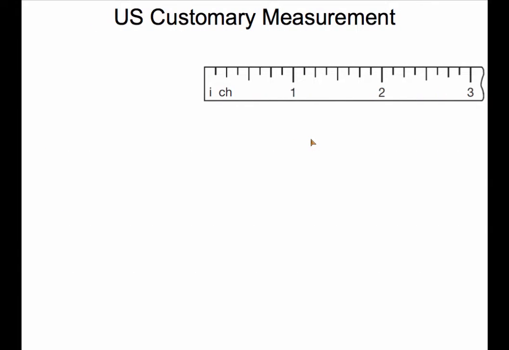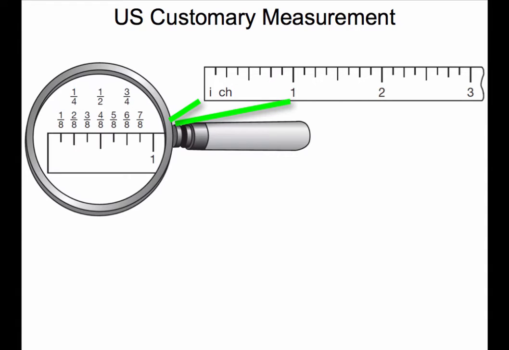Next, we're going to talk about the U.S. customary measurements. On a U.S. customary ruler, they are measured out in inches. And if you notice, this section of our ruler goes from 0 to 3. And then we have tick marks. Notice that our tick marks are 3 different sizes. And we're going to talk about that. Let's zoom in on one of the parts.